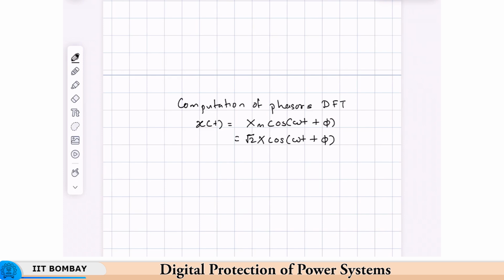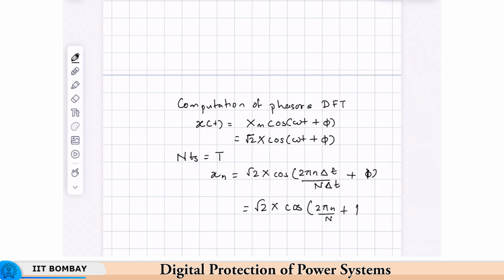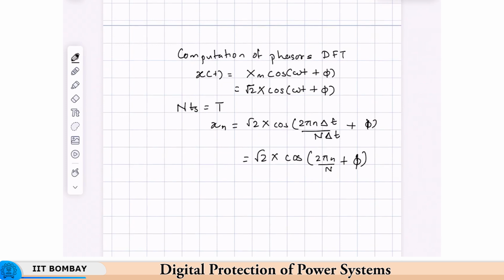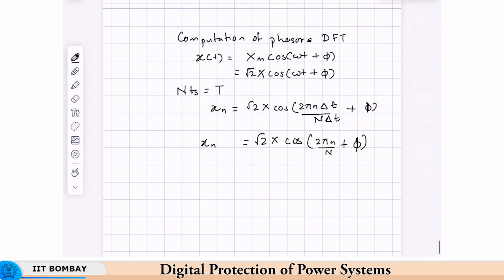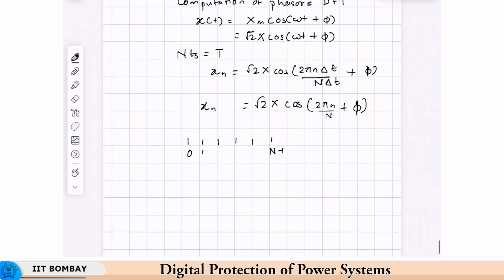Now we are talking of N samples in one period. If Ts is the sampling time, then nTs is equal to t, and what is the nth sample? X of n is cos of 2 pi n delta t upon N delta t plus phi. This is our sample number n. We are just talking in general of some N number of samples. Now what is our DFT expression?